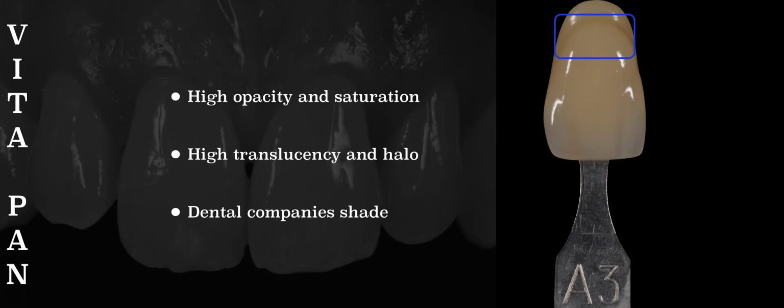The same thing happens to the incisal third of the tab. You can observe the area of high translucency and halo effects. Now let's look at the middle third. This is the area of the tab that composite resin manufacturers are trying to match. So this is the area we as dentists should use for shade selection.